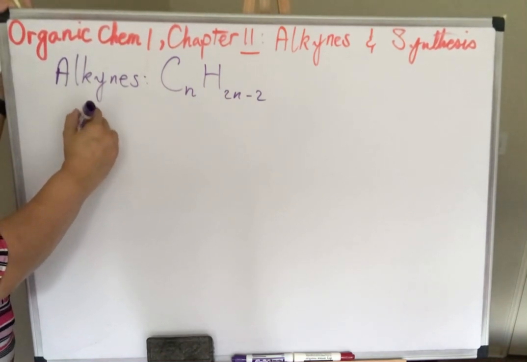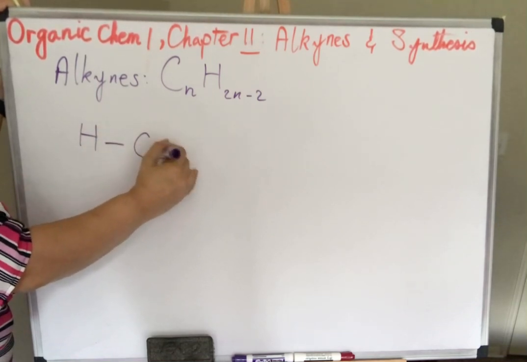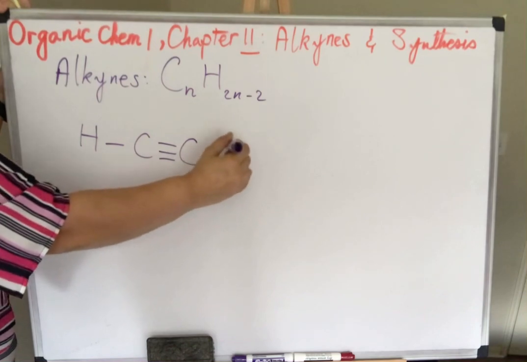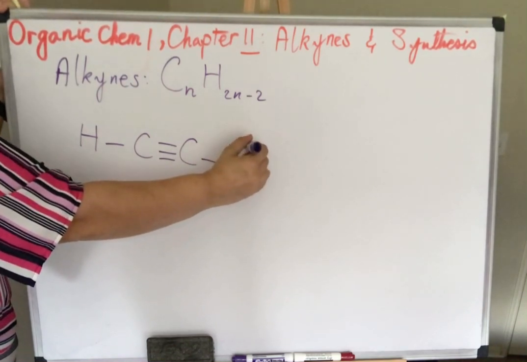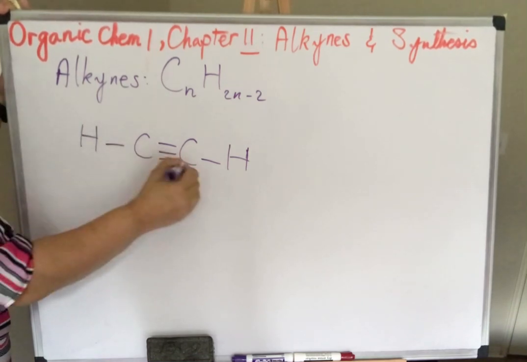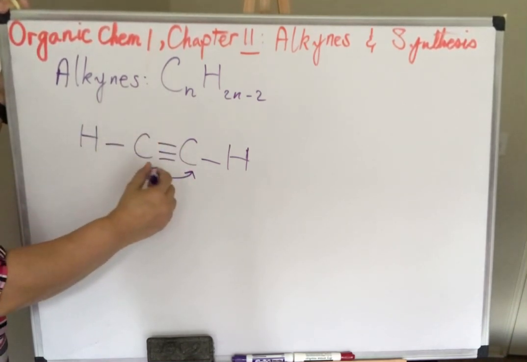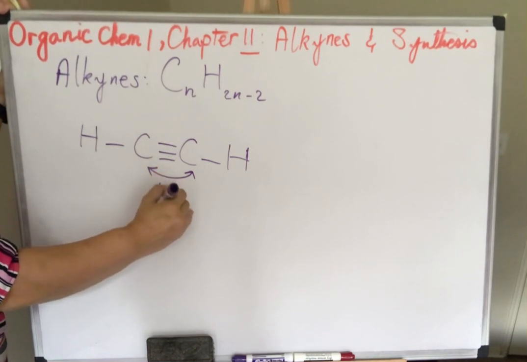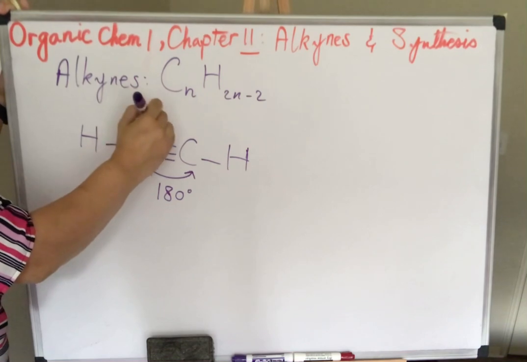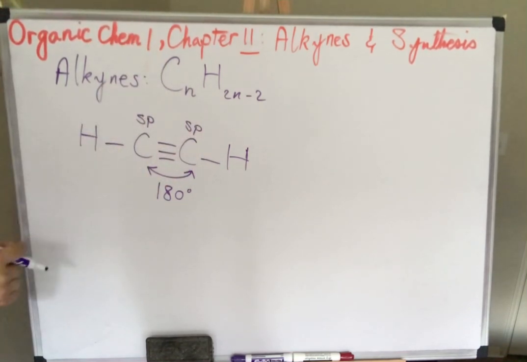If you consider the simplest alkyne, first of all, alkynes have a triple bond between the carbons. This is the simplest alkyne considering the octet of carbons. So the bonding angle around a triple bond is 180 degrees. The hybrid on the carbons of a triple bond is sp.